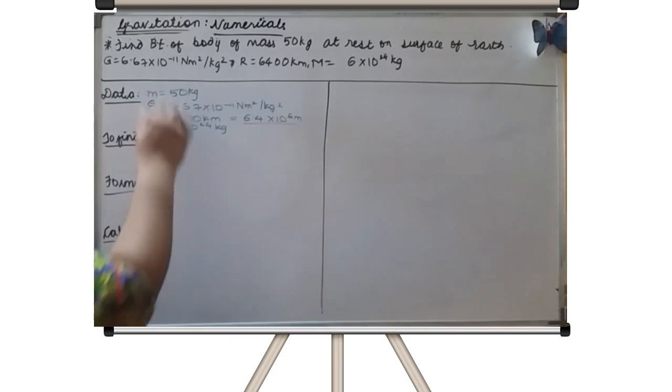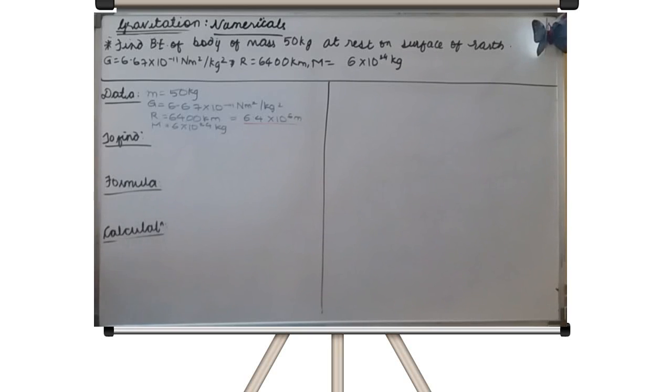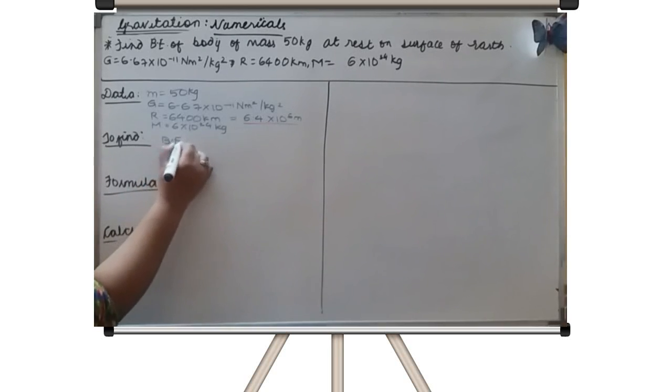We have to find the binding energy of a body which is of mass 50 kg at rest on the surface of the earth. Suppose you have a friend, he weighs 50 kg and he is resting on the surface of the earth. So you can find out the binding energy acting upon him. These are the points, whatever the data was given, I have copied down. Small m is the mass of the body. We have to find binding energy.